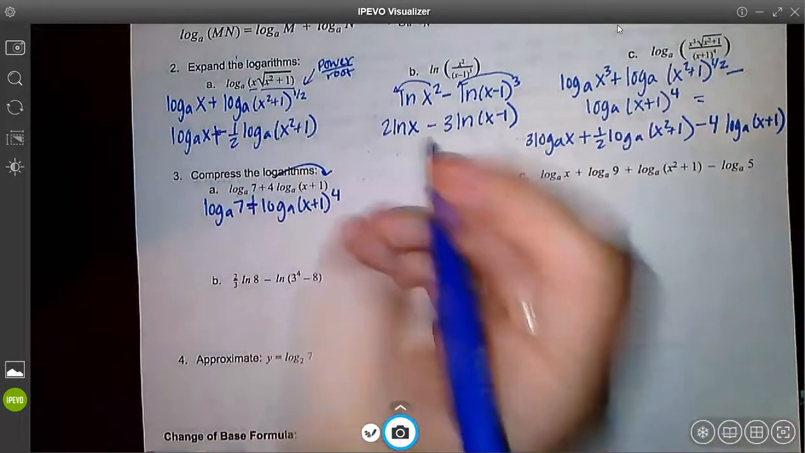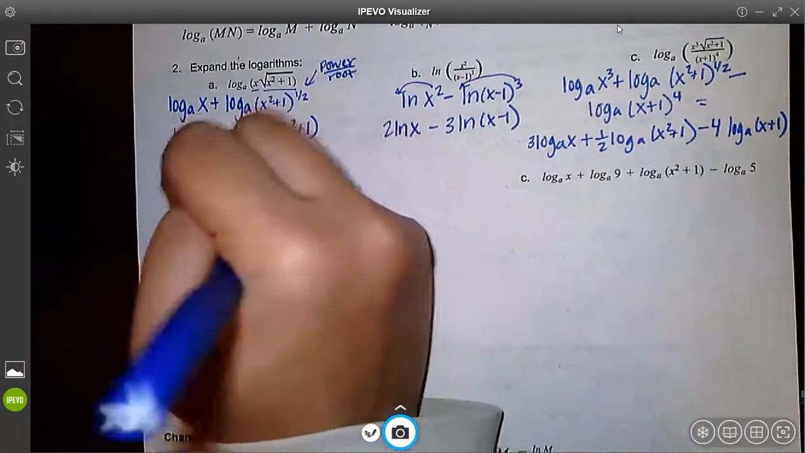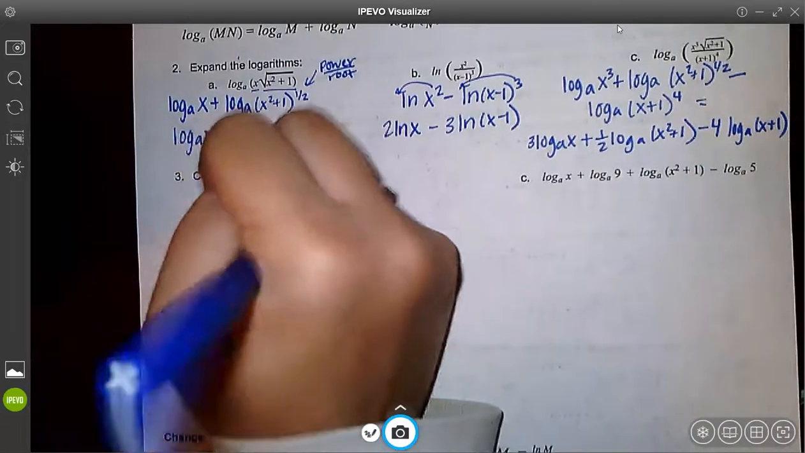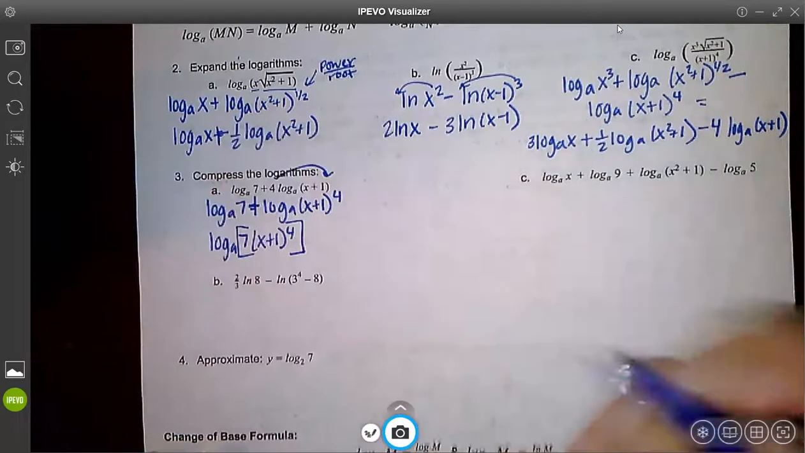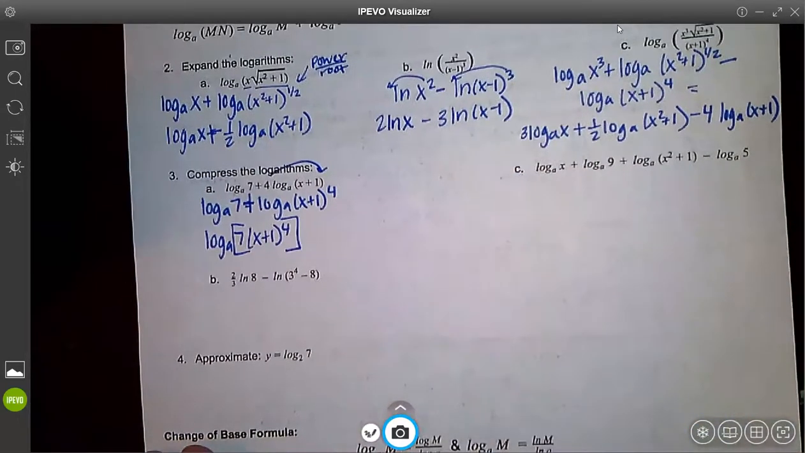Addition translates to multiplication. So I have log base a of 7 times x plus 1 to the 4th. Typically, when you have a lot of stuff, you'll put brackets around it so that you know you're taking the log of the whole thing.